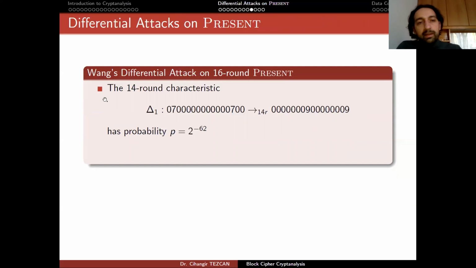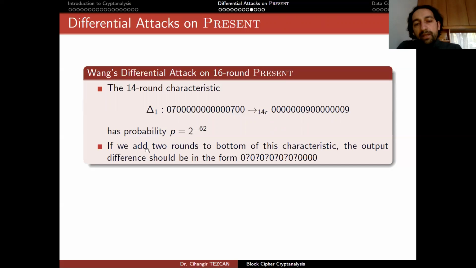So Wang in his paper constructs an even longer differential characteristic, and they show that the 14 round characteristic has probability 2 to the minus 62, and it is defined like this. So if you give the input difference 7 to these two S-boxes and no differences into the other S-boxes, you will observe the output differences in these two S-boxes with probability 2 to the minus 62.